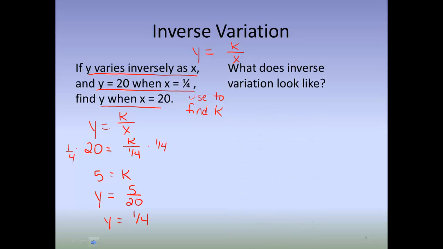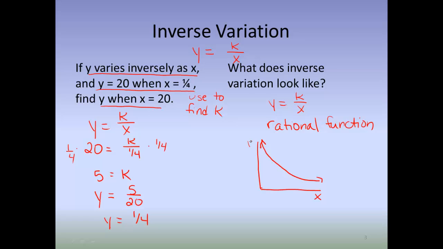Now, inverse variation, what does it look like? Well, since it is k divided by x, that's actually a rational expression, or a rational function. It has an asymptote at 0, and it will look just like a rational function would, with that curve going down. Inverse variation, what happens is as the x's get bigger, my y's get smaller. And that's what they mean by inverse. The bigger my x's get, the smaller my y's get.